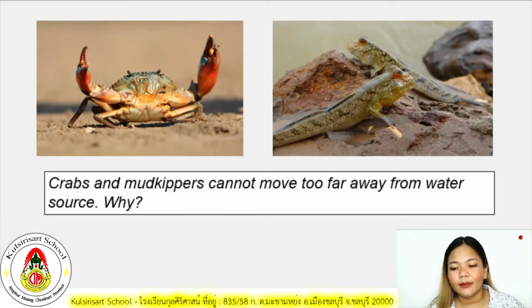Crabs and mudkeepers cannot move too far away from a water source. Why? We have here a picture of a crab and a mudkeeper. I know some of you might not be familiar with this one, but this is also an example of an aquatic animal. Let's answer this question: why can't crabs and mudkeepers move too far away from water?